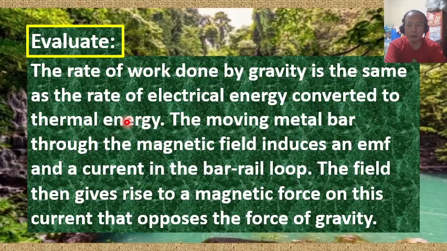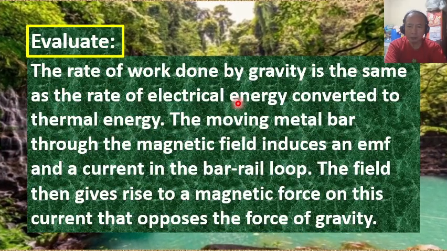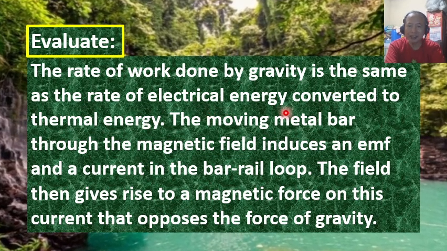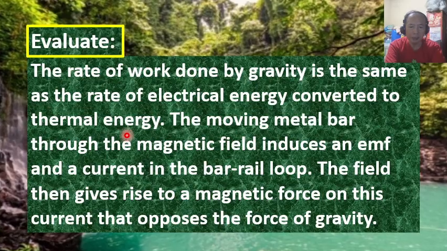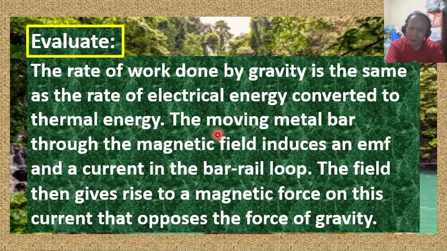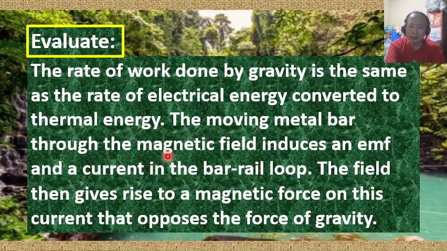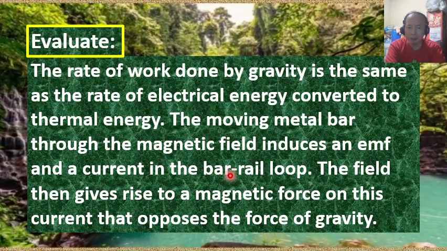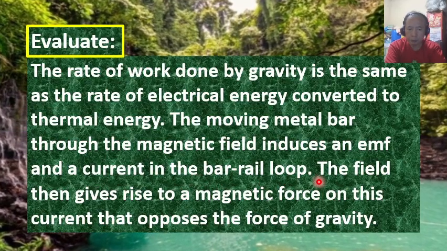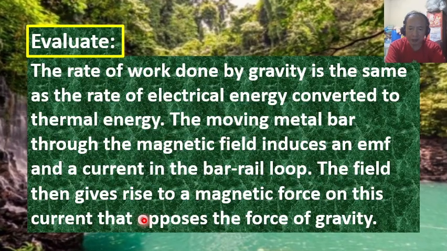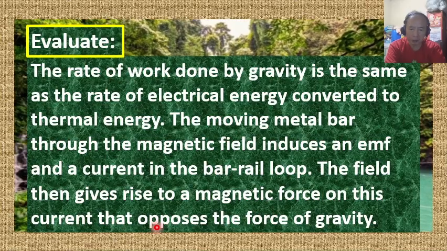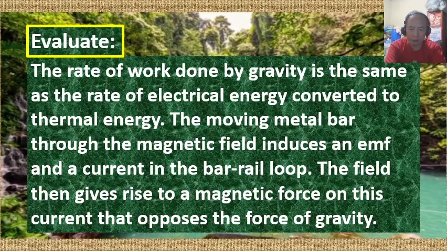So for our evaluation, the rate of work done by gravity is just the same as the rate of electrical energy converted to thermal energy. The moving metal bar through the magnetic field induces an EMF and a current in the bar-rail loop. The field then gives rise to a magnetic force on this current that opposes the force of gravity.